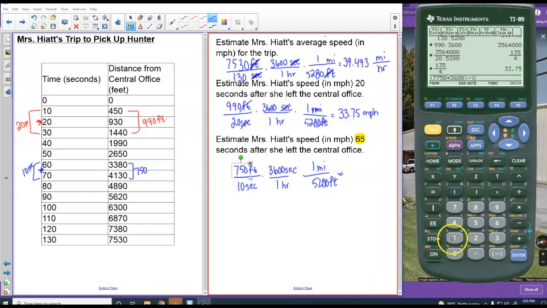divided by 10, times 3,600, divided by 5,280. Green button before you hit enter. Oh, I didn't hit the green button. Green button before you hit enter. Hold on. Oh, I've got 7,000. Let me, not going 528 miles an hour. I would not be here today if that was good. All right. 51.1364 miles per hour.